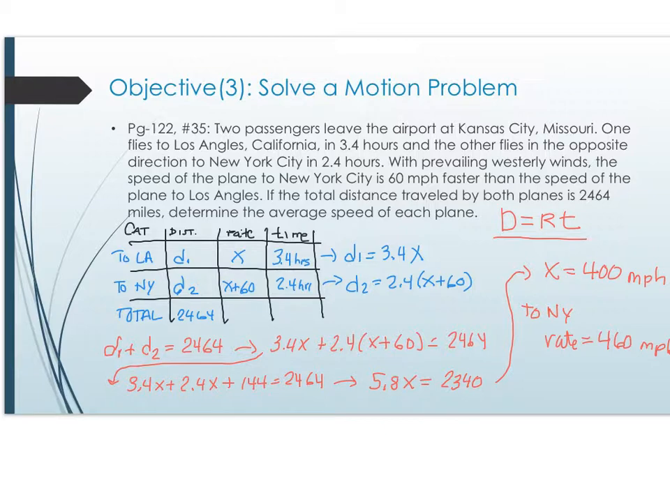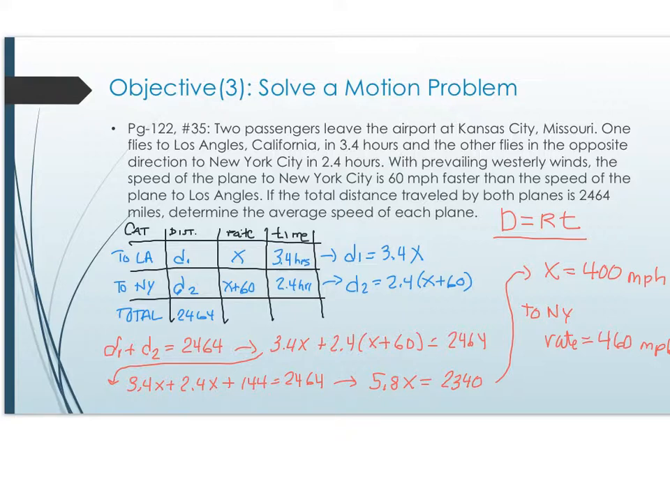Objective 3 is to solve a motion problem. On page 122, number 35: two passengers leave the airport at Kansas City, Missouri. One flies to Los Angeles, California in 3.4 hours, and the other flies in the opposite direction to New York in 2.4 hours. With the prevailing westerly winds, the speed of the plane to New York is 60 miles per hour faster than the speed of the plane to Los Angeles.